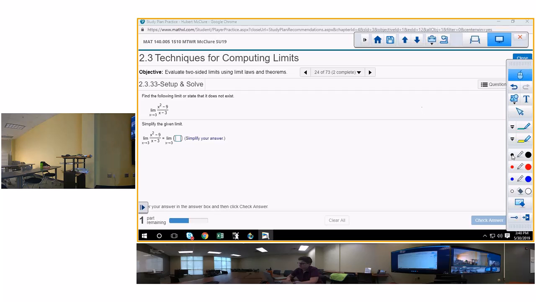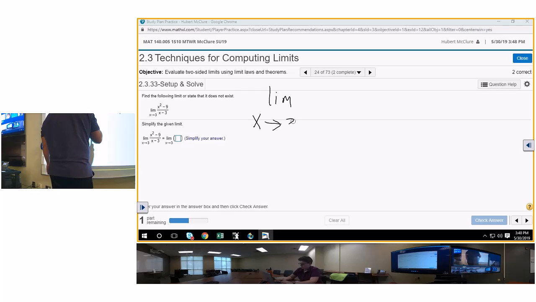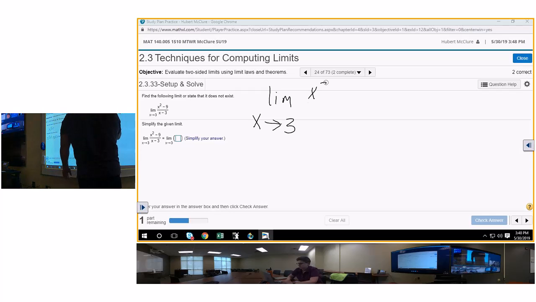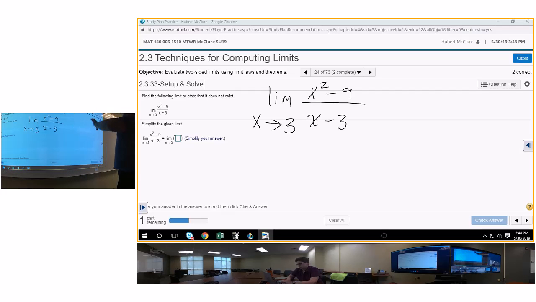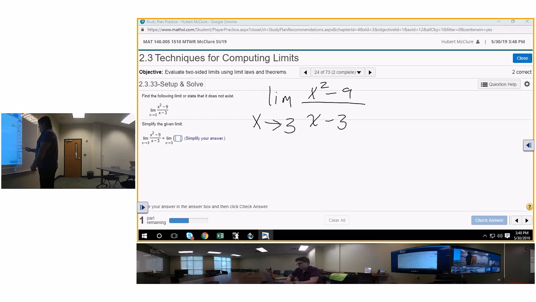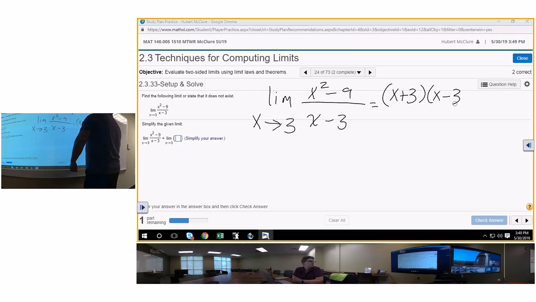When in doubt, factor it out. So, I've got the limit as x approaches 3 of x squared minus 9 over x minus 3. Do you recognize something? The x squared minus 9 is shortcut number 3, which will give you x plus 3 times x minus 3, over x minus 3.